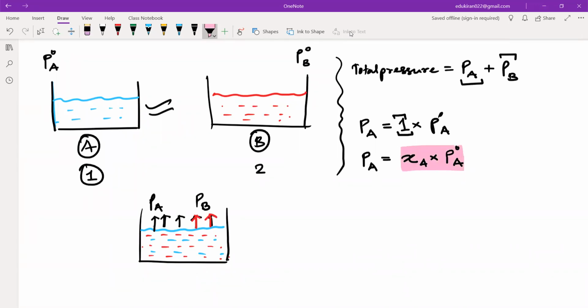Can you make this up? Chi A into P naught A.